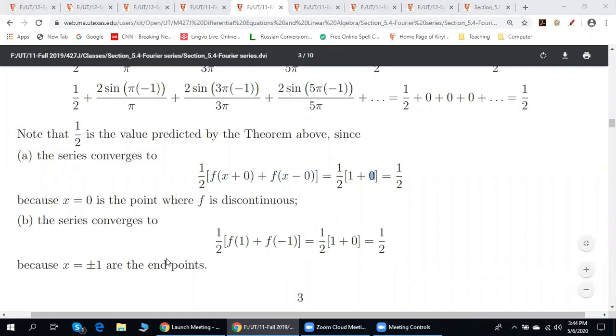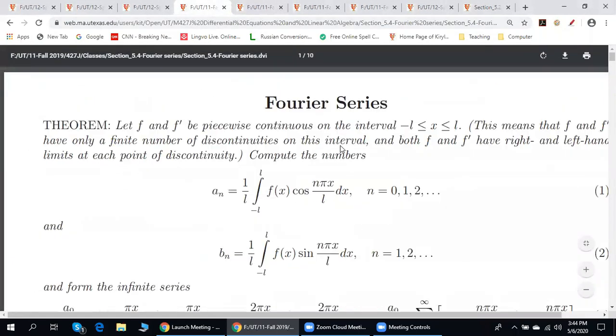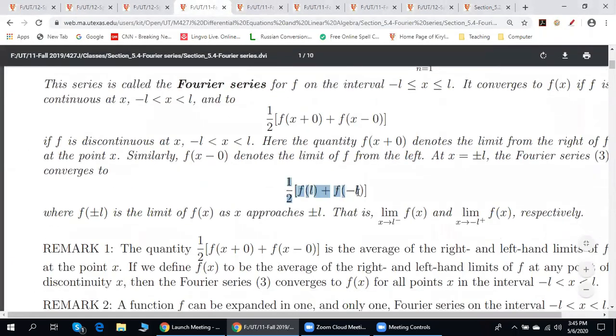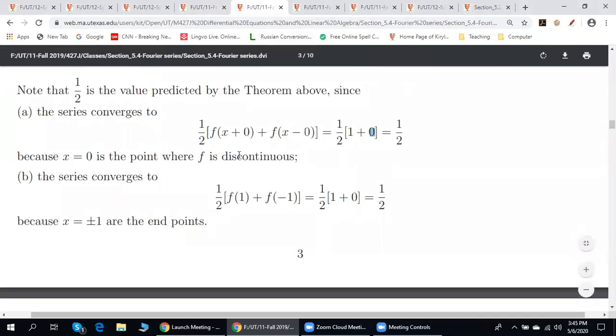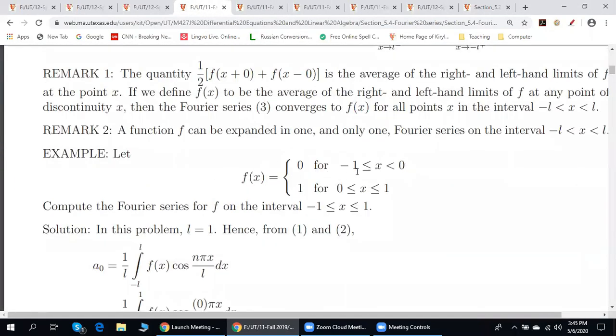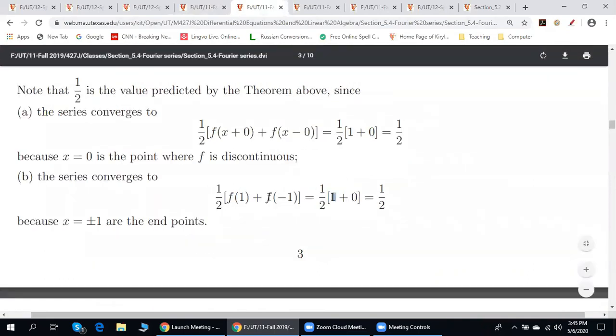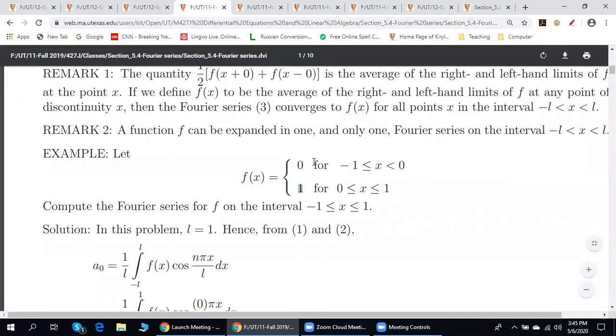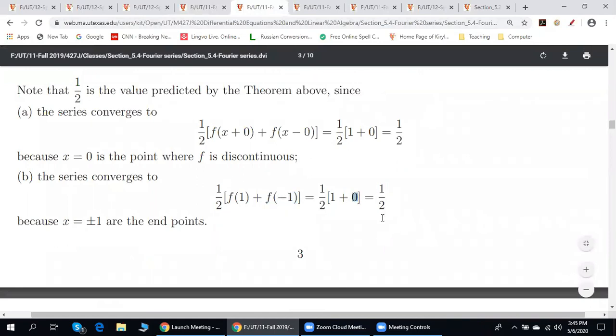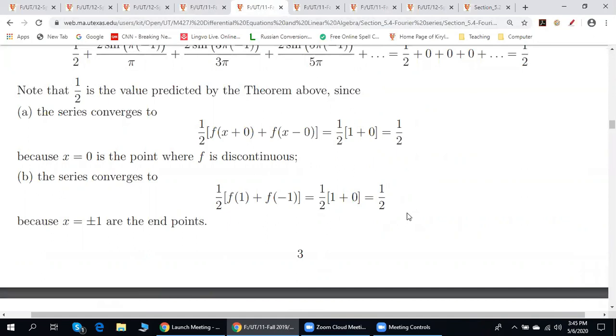Lastly, talking about the endpoints, we apply this formula, where both are limits again. Now, f of 1, looking at our function, f of 1 is 1. It's exactly what we have here. And f of -1 is 0. It's exactly what we have here. Again, we have 1/2. Guys, any questions here?